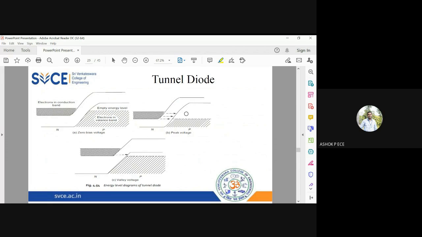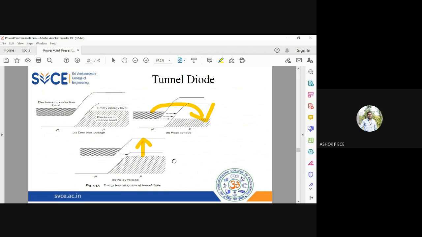So as I increase the positive voltage, the electrons will flow easily because the depletion region is very thin, and the P side energy band is also lower. This happens at peak voltage. But as you keep on increasing the voltage, the energy level in the P side increases, which will restrict the flow of electrons into the device. So that is why the current is reducing.